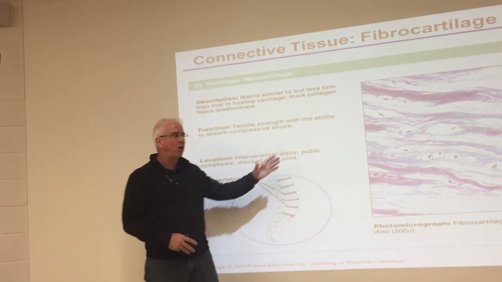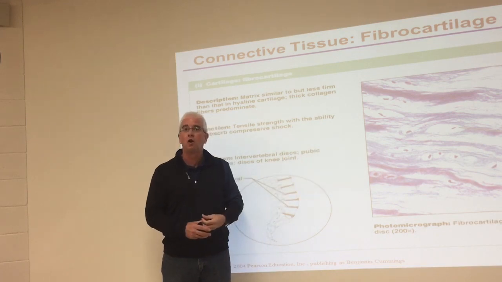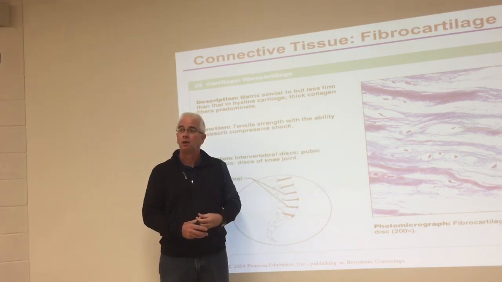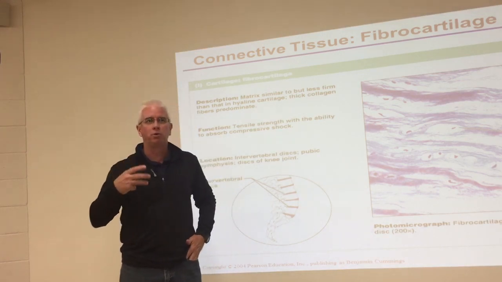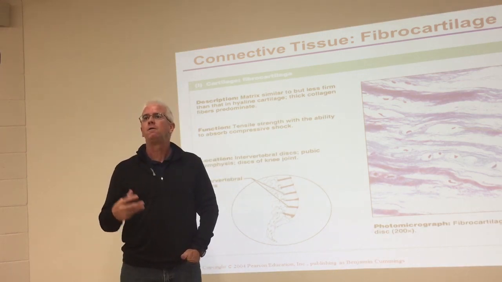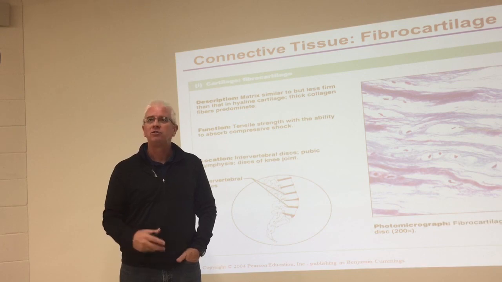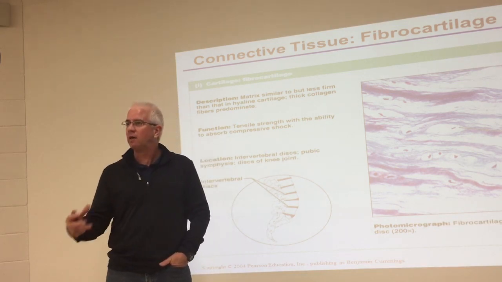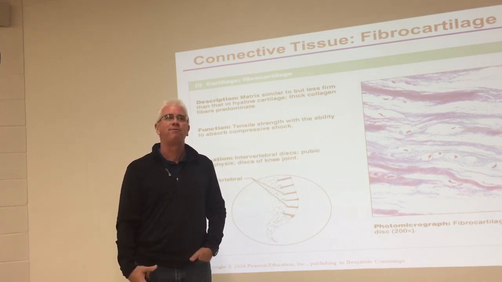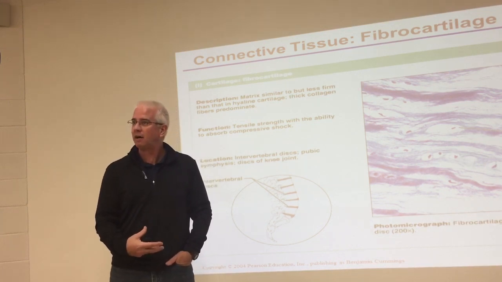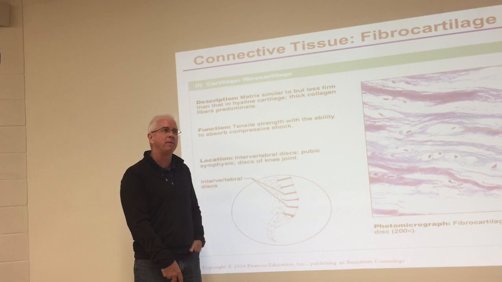The inside part of the fibrocartilage is called the pulp. So sometimes they'll use that clinically. There's a pulp protrusion at L5. There's an annulus protrusion at L5, impinging on the nerve L4 or the nerve L5. And so that's where the pain is coming from.